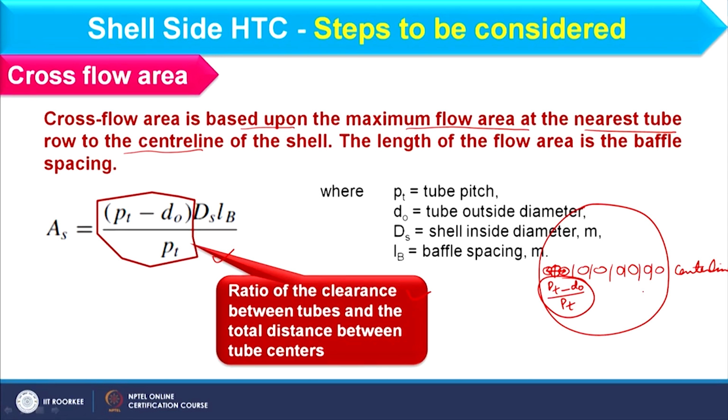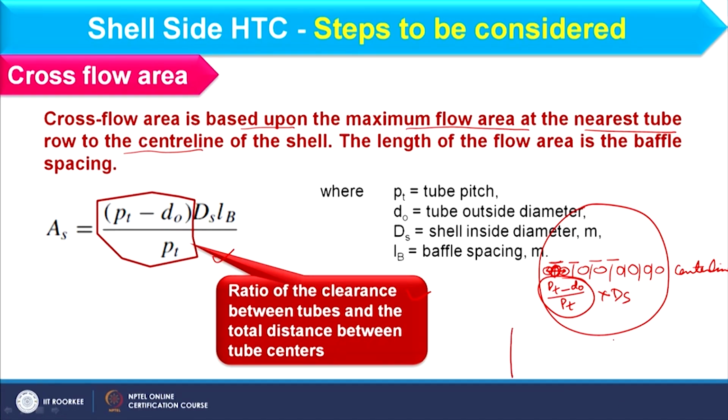So, in this way, if I consider this gap and multiply that with ds, I am considering the complete flow length between the tubes at the central line, right. It is still not the area. So, how can I consider the area?